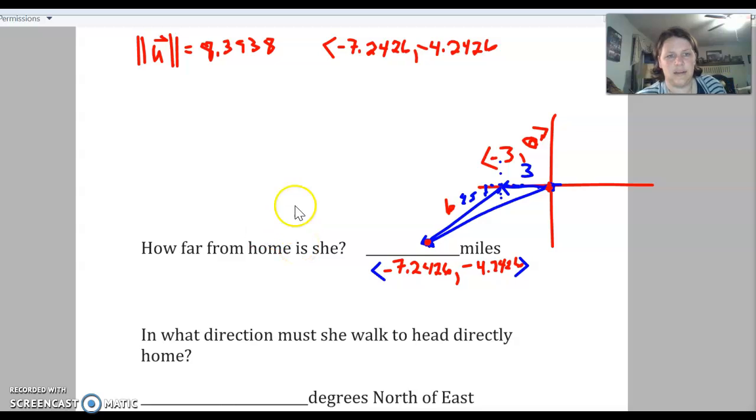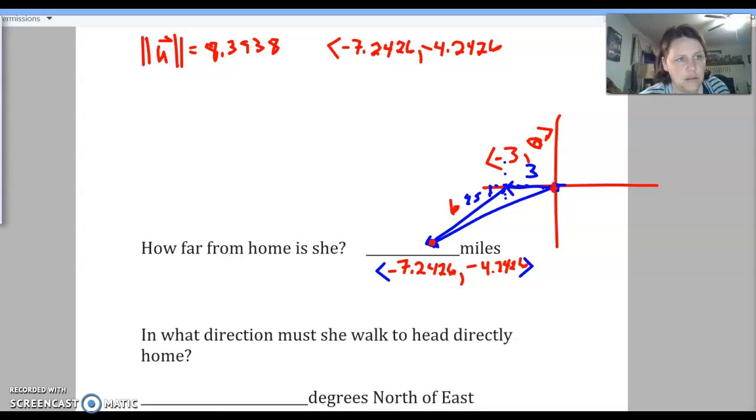Okay, so again, on our example 8, we need to find the angle that she needs to go to return home. It says, in what direction must she walk to head directly home? What that's asking, and see here on the answer blank, it says how many degrees north of east. What that is implying, she's right here.